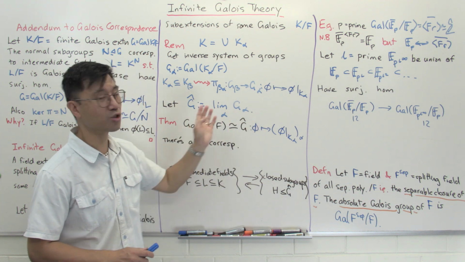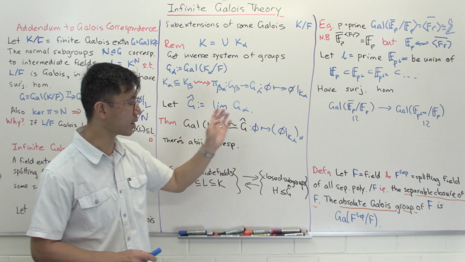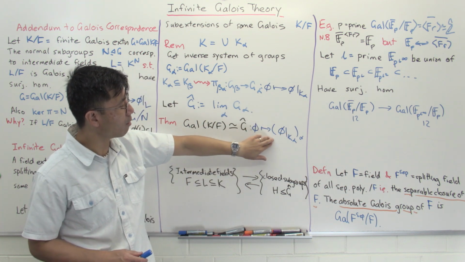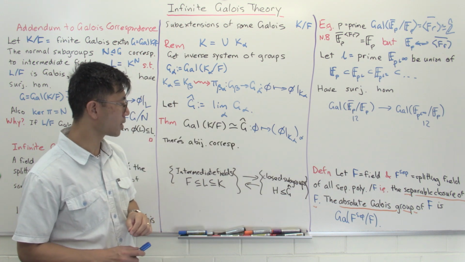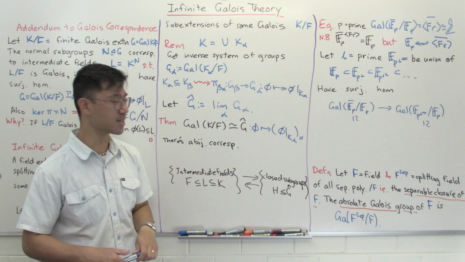And it's not too difficult to show that this is actually an isomorphism, if you understand the finite Galois theory well enough, and also you understand the universal property of inverse limits. So how does the bijective correspondence work? It works in exactly the same way.